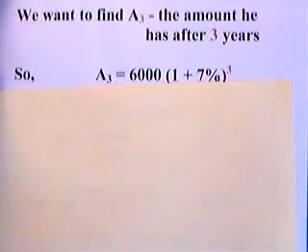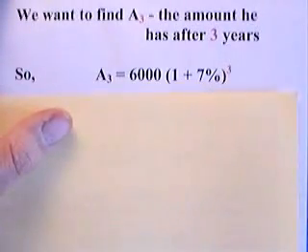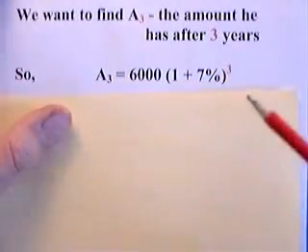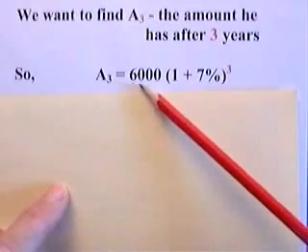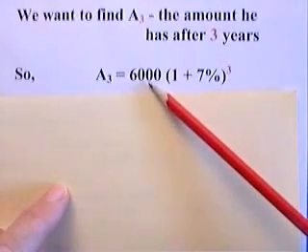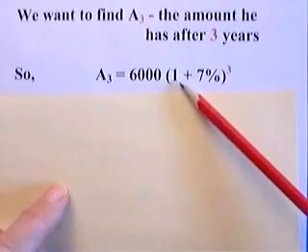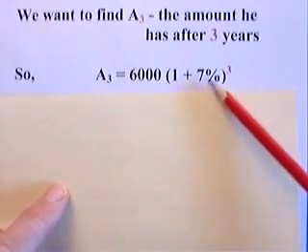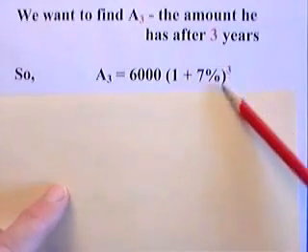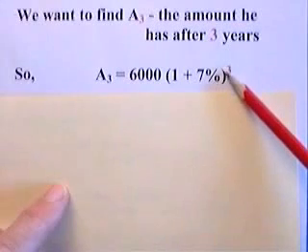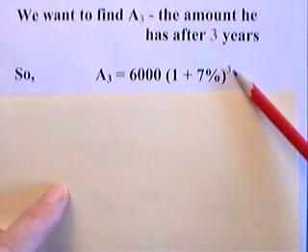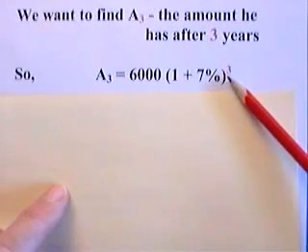Okay, so here we have the formula with the figures in. 6,000 is the original amount that goes in front of the brackets. The 1 is there, and you're adding 7% and the whole thing is raised to the power of 3, the number of years over which the interest is compounded.